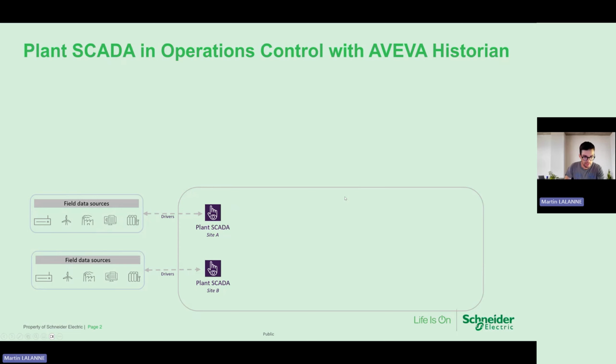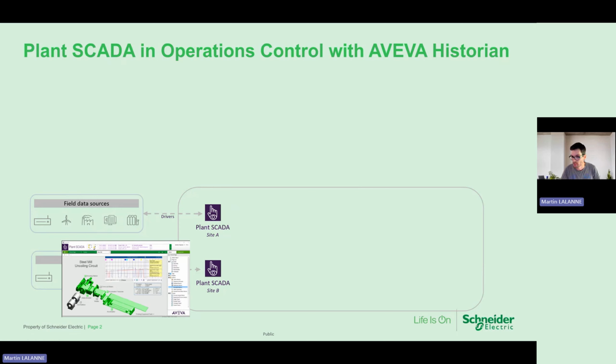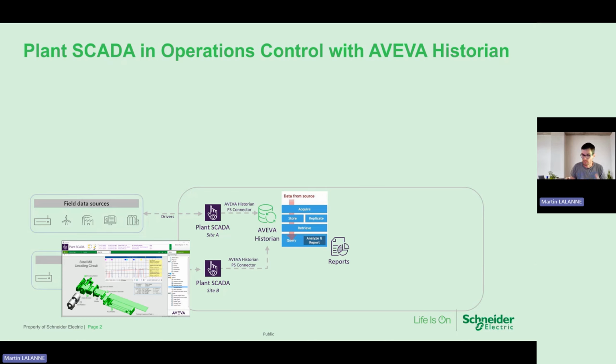So basically, this is Plan SCADA. I'm using the demo system here, the example project in Plan SCADA, to illustrate the demonstration. So this is my SCADA system, these two systems. What we want to achieve is to gather all this data from these different sites in a central location. This first example is Plan SCADA and operation control with AVEVA Historian.